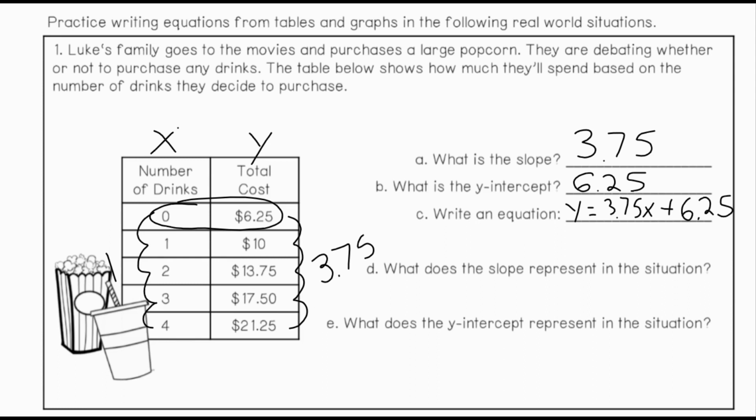What does the slope represent in this situation? Now the slope is representing they're purchasing drinks, so the slope of 3.75 is the cost of a drink. And what does the y-intercept represent in the situation? Now, at the start, they were debating on whether or not to purchase drinks, and they had already purchased a large popcorn. So I'm starting at one large popcorn. So the y-intercept is the cost of a large popcorn.